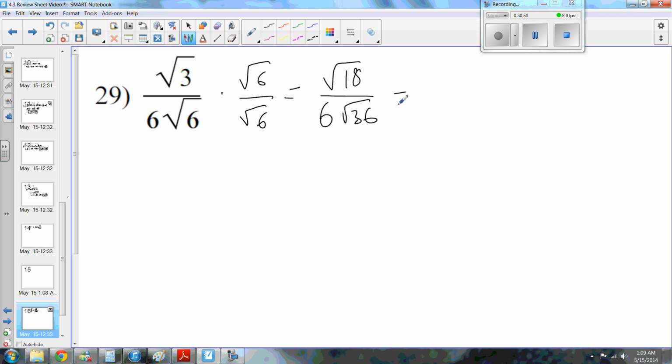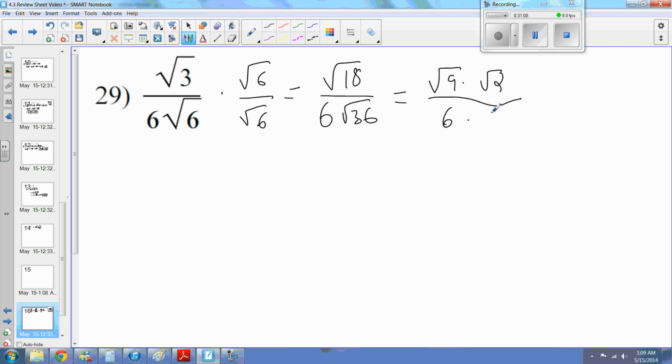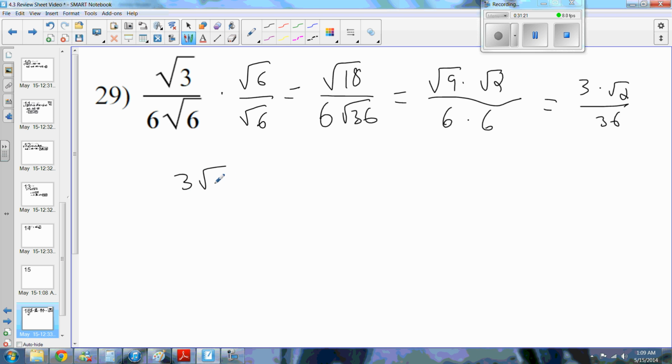So what's the square root of 18? Simplified, that's root 9 times root 2. And 6 root 36, that's 6 times 6 because root 36 is 6. So root 9 is 3 times root 2. 6 times 6 is 36. My next result, I should say, is 3 root 2 over 36.